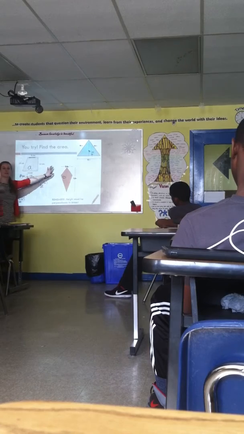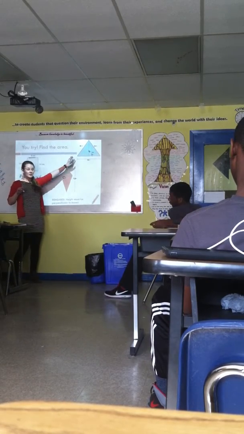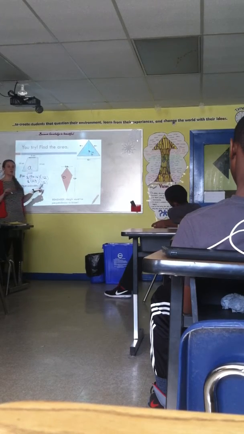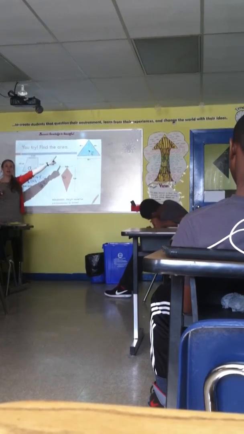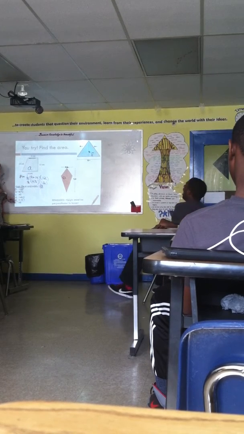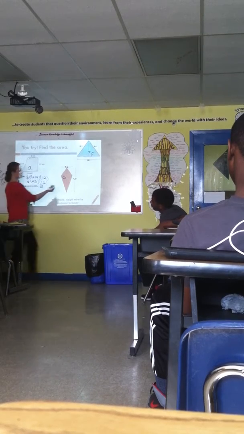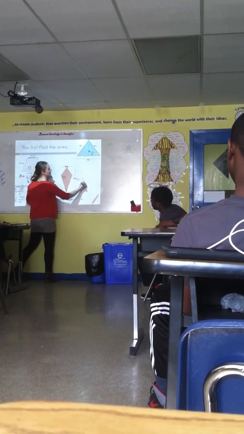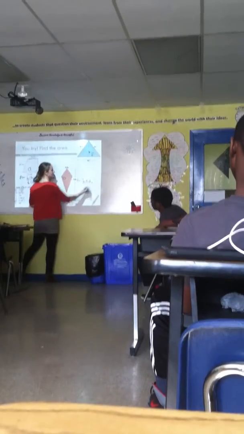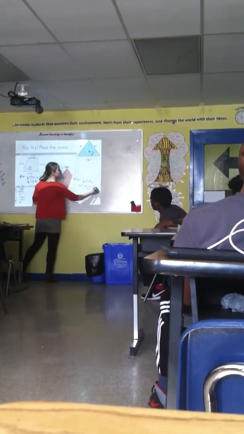Are there questions about the kite? Are there questions about the trapezoid? I mean the triangle. The kite. Could I have somebody explain the kite? Dejanay, do you want to explain the kite to us? I did it in a calculator. I did 0.5 times 1.2 times 0.6, and I got 0.36.